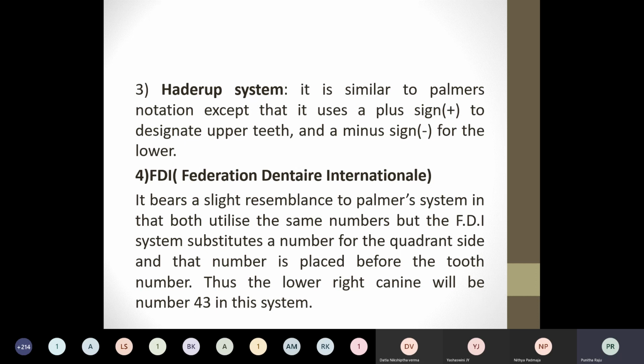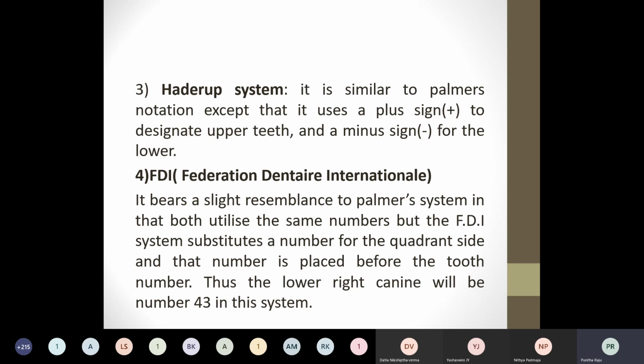Okay, the Haderup system is the same as Palmer's. The only difference is they add a plus sign and a minus sign. The plus sign is added to the upper teeth and the minus sign is for the lower teeth. That is, +1, +2, +3 is for the upper teeth, and -1, -2 is for the lower teeth. That is the Haderup system. Even this we don't follow.